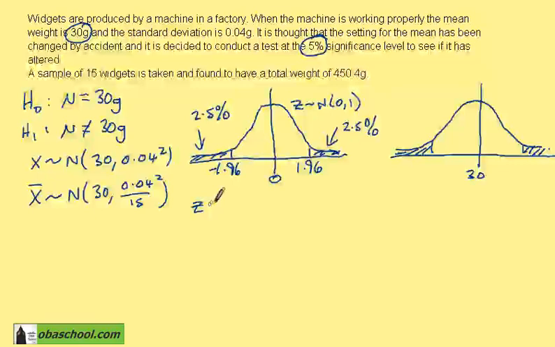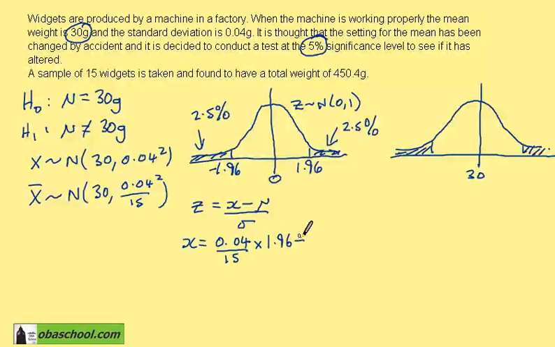We know that Z is equal to x take away mu divided by sigma. Using the values that we have for this one here, we find that x is equal to 0.04 divided by root 15 times the Z value 1.96 plus the mean of 30, and that gives us 30.02.